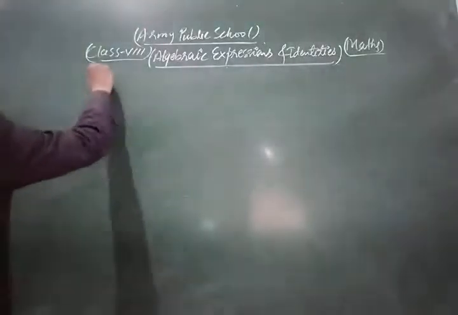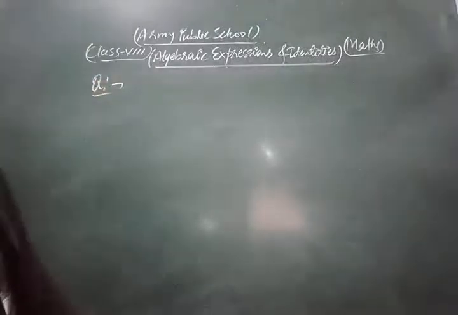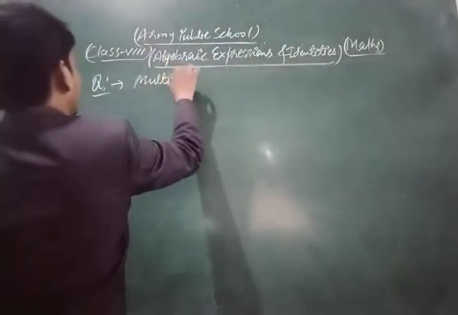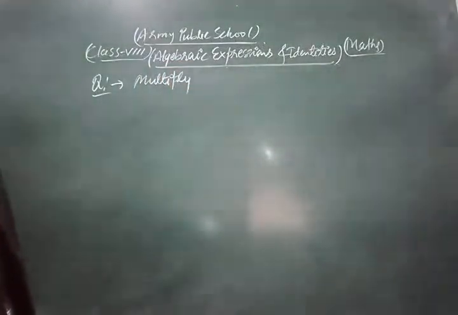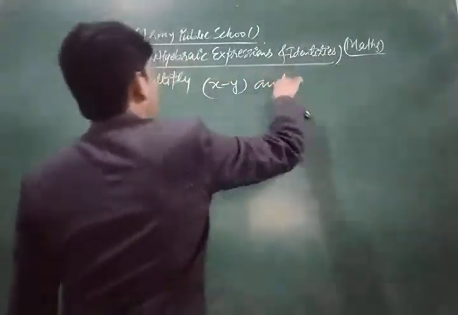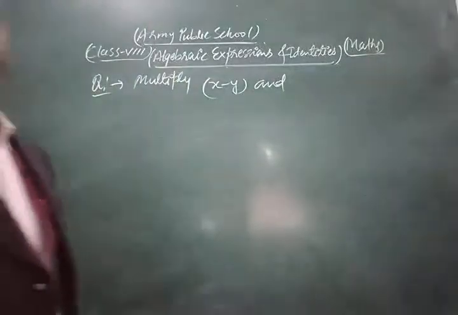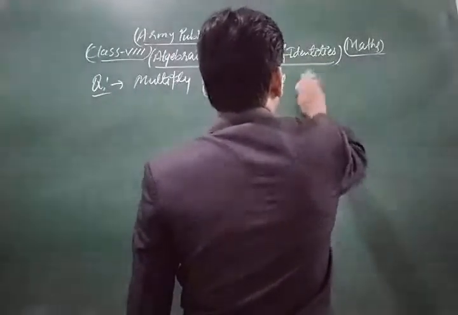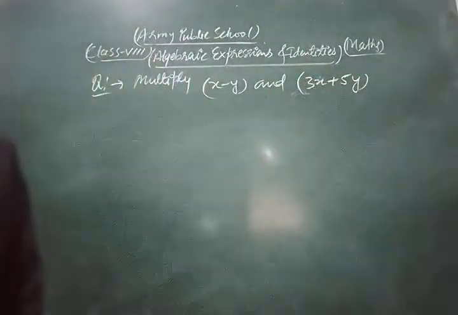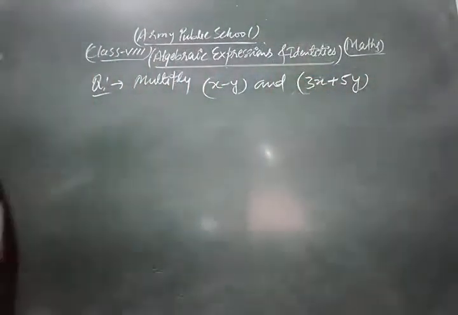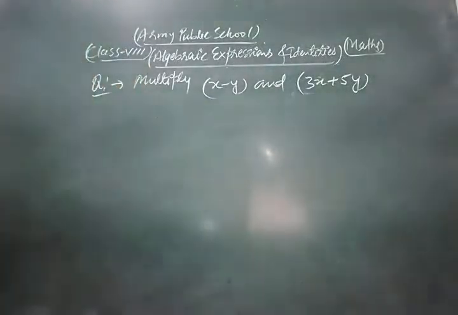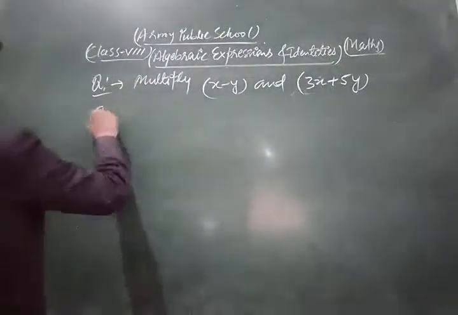Take a very important question, and your question is: multiply x minus y and 3x plus 5y. Multiply x minus y and 3x plus 5y. Now look. So now let's see the solution.